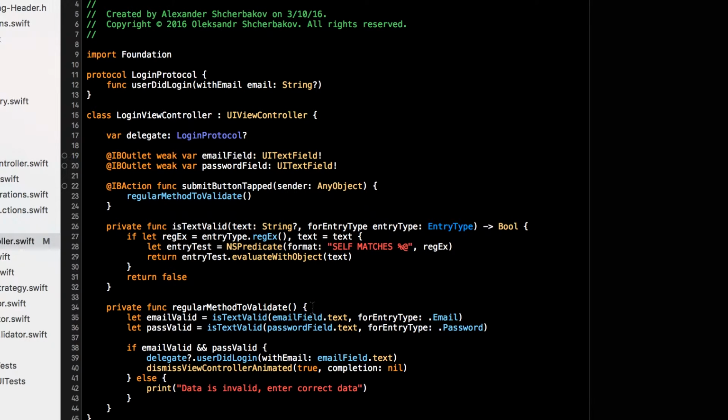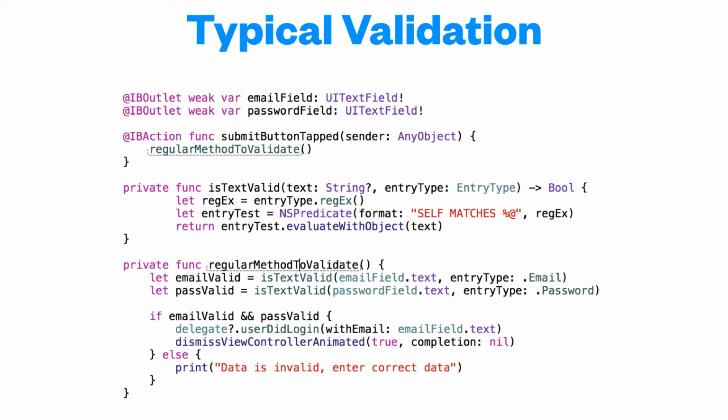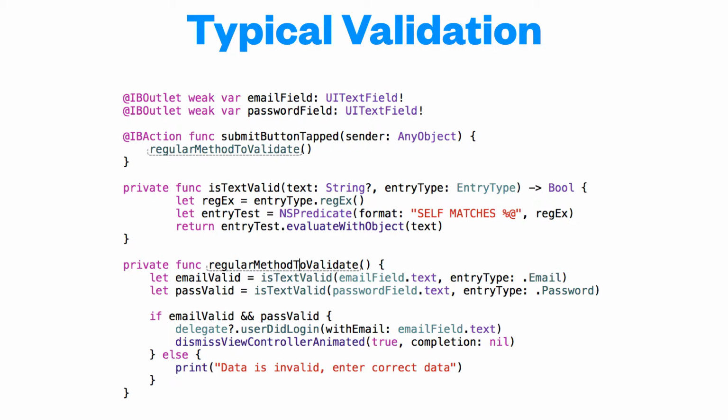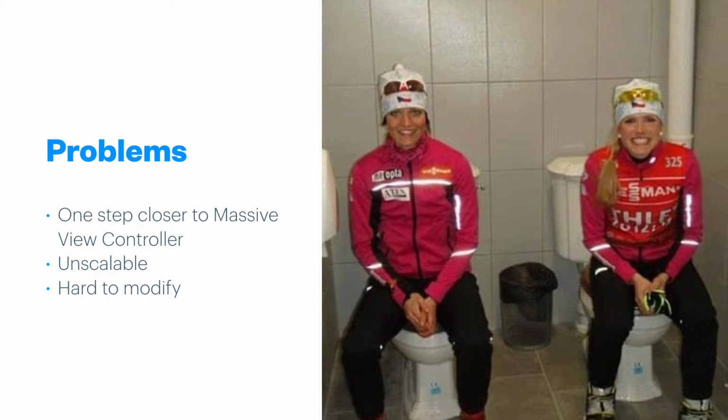So this is, as you imagine, not an ideal option. We have a couple of problems here. Let's return to the presentation for this. This code has several problems. First, it's a step closer to the massive view controller. As you can see, this has only two text fields, but you can easily add multiple text fields, zip code, address, billing, shipping address, whatever, and all of them have to be validated. This is not really a scalable approach. It's confusing, and it will be everything in one place. So it's unscalable and it's hard to modify eventually.